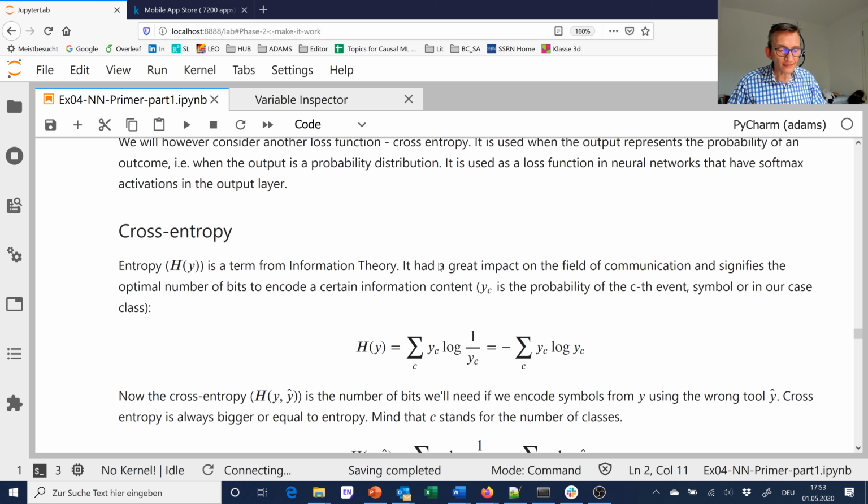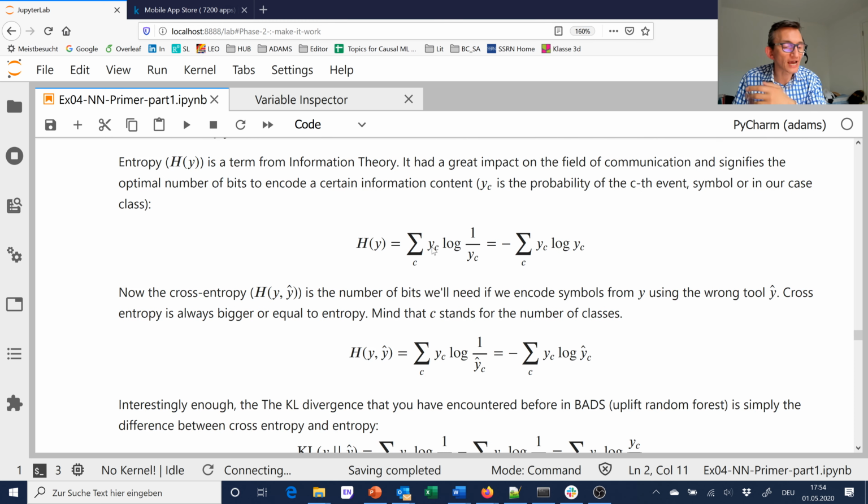For the multi-class case. And if you look at that, oh, sorry, we're deriving cross entropy here. I was a little bit confused. That's actually the entropy, which is sort of the building block.